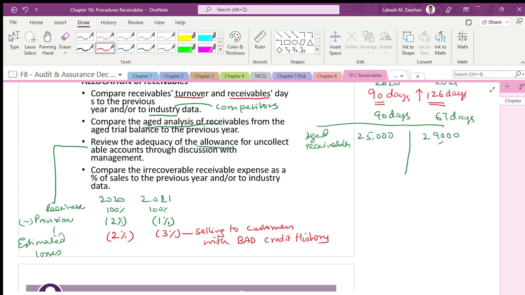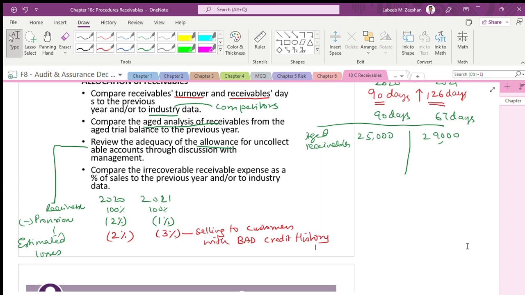Either you are selling to customers with a bad credit history. When you sell to customers who have a bad credit history, definitely what will happen? The recovery time will be more. The number of days will increase. The provisions will increase, is it right? The aged receivables will increase. All the things will have repercussions.